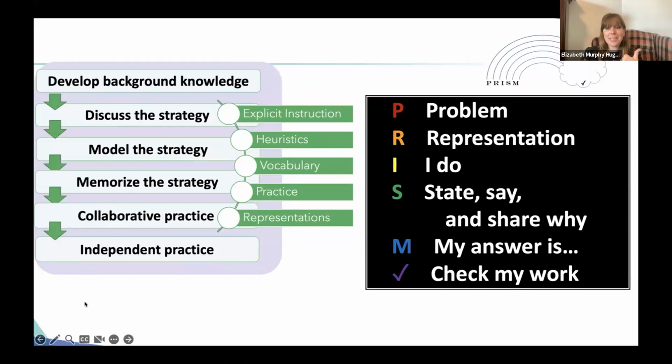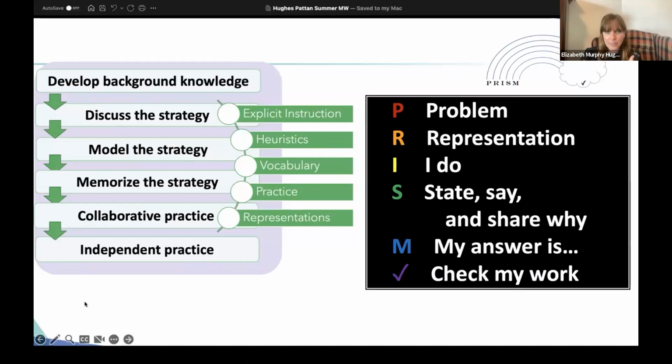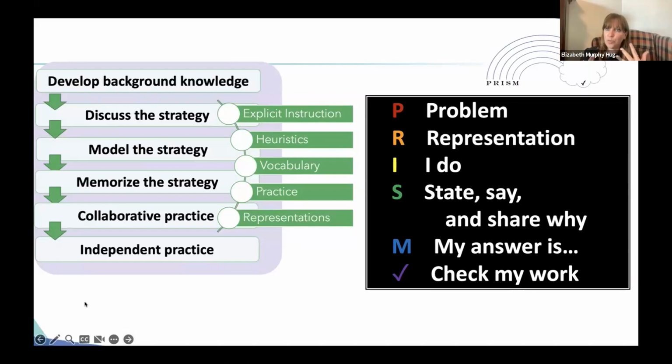And so you have explicit instruction, which is a huge evidence base, using heuristics, or those visuals, not just representations, but graphic organizers, different ways to visually support understanding of the math vocabulary, purposeful practice, and then also visual representations, or concrete representation, abstract representations. Okay, so we looked at what's writing, we looked at the math, and then I squished it all together in what we call Prism Check.